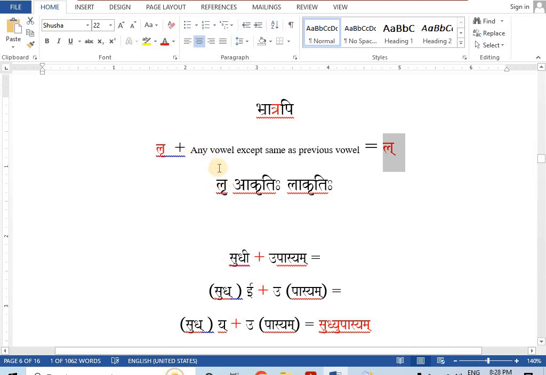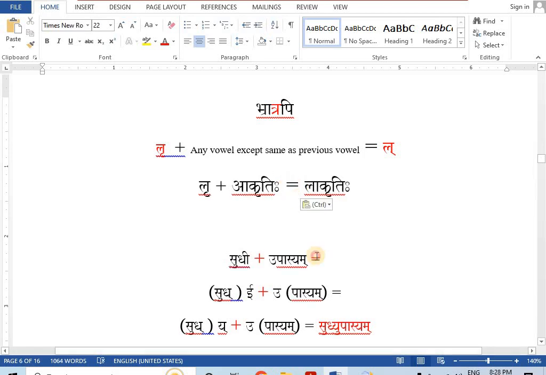So, Lru plus Akruti, see here. Lru plus Akruti hi. The Lru vowel will be converted to La, and La plus Akruti will be Lakruti hi.